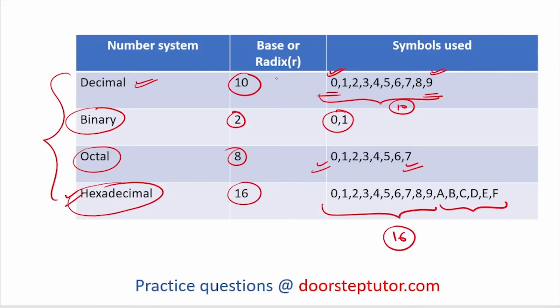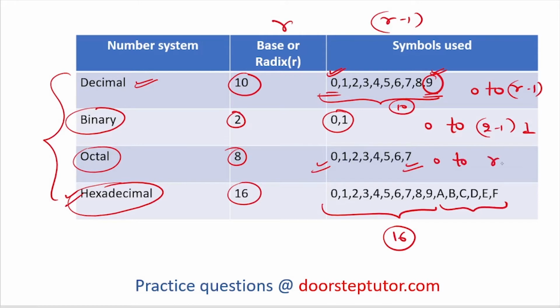What is base or radix? Base or radix denotes the number of different symbols in a given number system. That is denoted by small r. So the maximum value of a symbol can be given by r minus 1. For example, in decimal, we start from 0 and it goes up to r minus 1, that is 9. In binary, we start from 0 and it goes up to 2 minus 1, that is 1. In octal, we start from 0 and it goes up to r minus 1, that is 7 in this case.